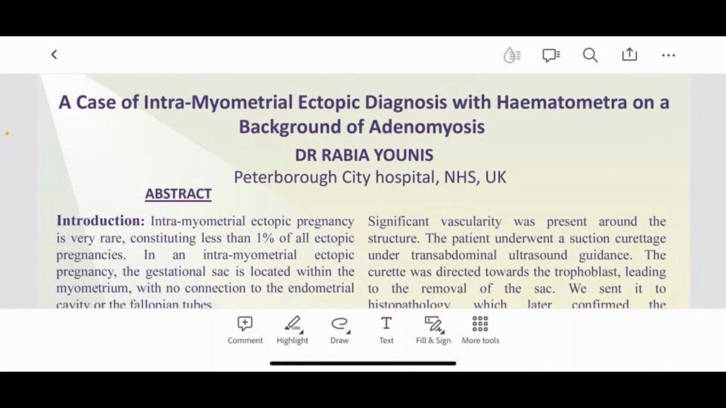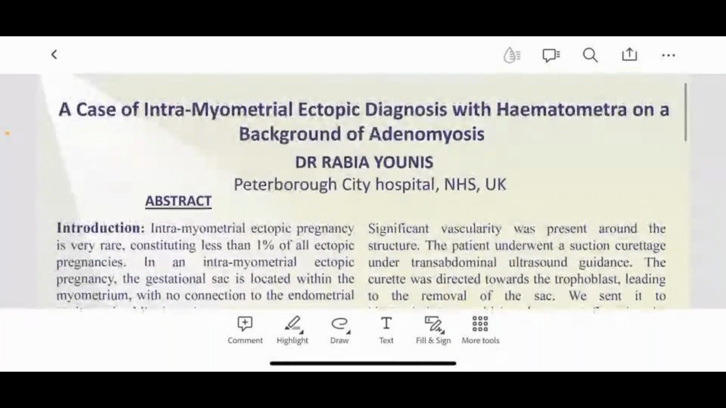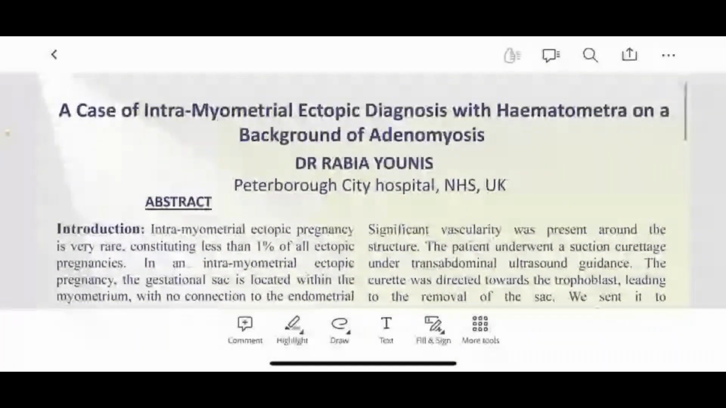So my poster is a brief overview of a case report of intramyometrial ectopic pregnancy with a hematometra on a background of adenomyosis.